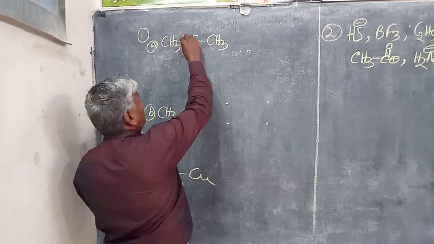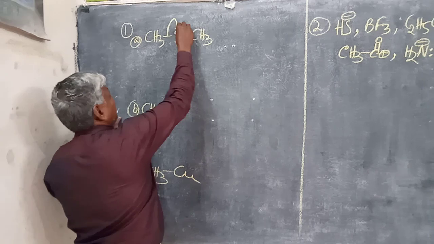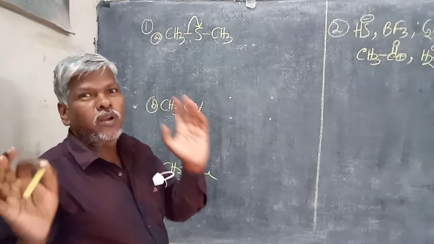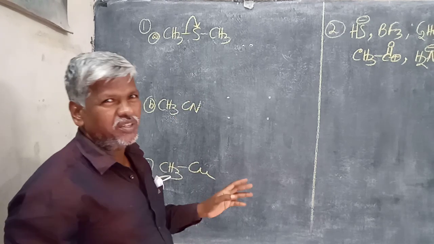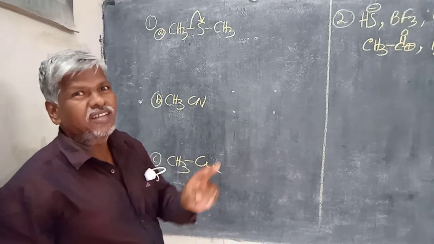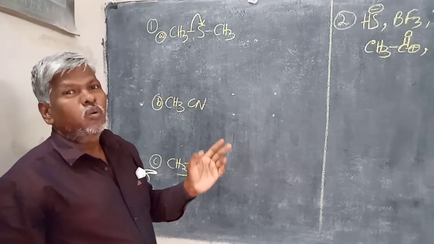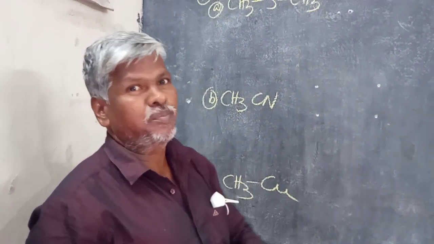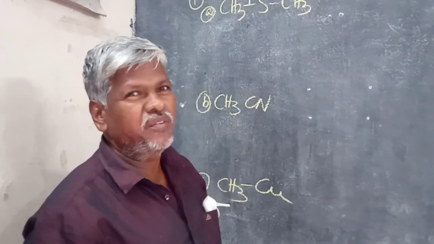இப்போ இந்த கர்வ்டு ஆரோ கிளீவேஜில் 2 விதமான கிளீவேஜ் இருக்குது. ஹோமோலிட்டிக் கிளீவேஜ், ஹெட்ரோலிட்டிக் கிளீவேஜ். ஒரு பாண்ட் இருக்கிறது 2 எலக்ட்ரான். அந்த 2 எலக்ட்ரானும் ஒரு பக்கம் மட்டும் போச்சுன்னா அது ஹெட்ரோலிட்டிக் கிளீவேஜ்.